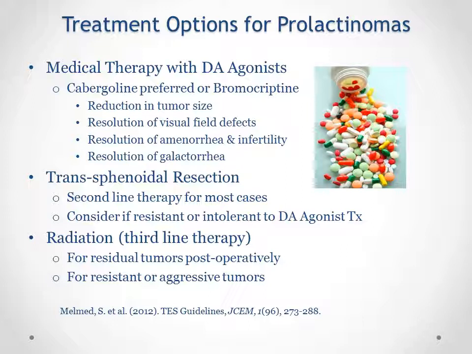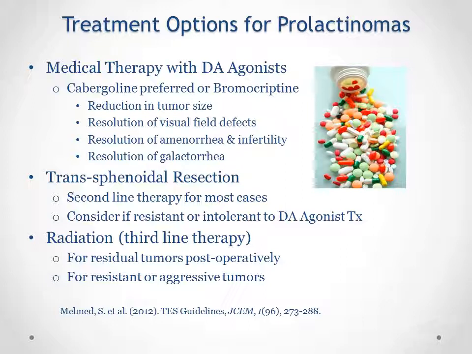What are some of the treatment options available for prolactinomas? Usually the cornerstone is medical therapy to start with using the DA agonists. Cabergoline is preferred over bromocriptine, usually resulting in a reduction in tumor size, a resolution of the visual field defects, resolution of amenorrhea, infertility, and a resolution of galactorrhea with a return to normal for the prolactin levels that were elevated.